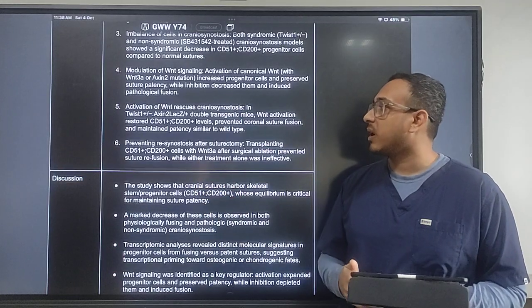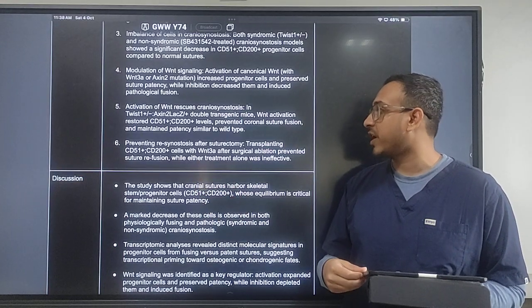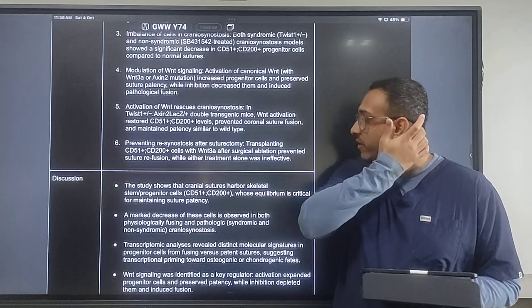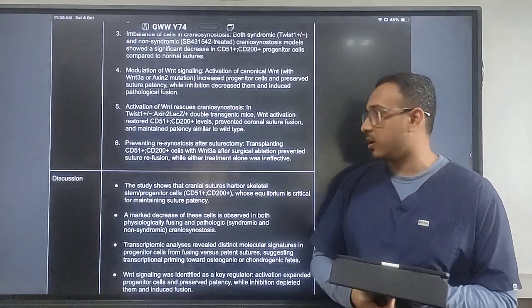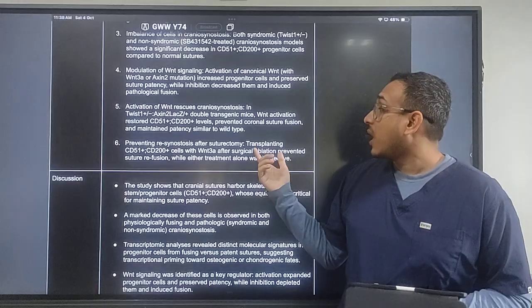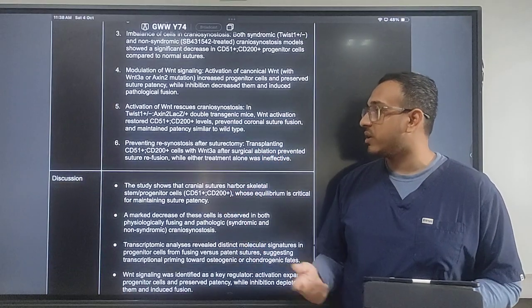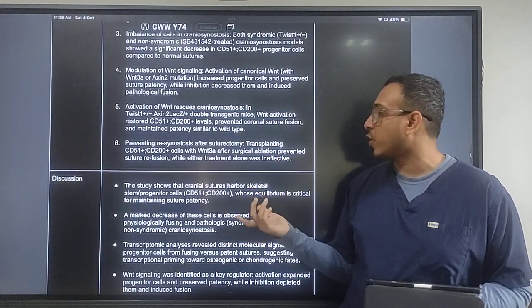Lastly, preventing resynostosis after suturectomy. The transplant of these cells along with WNT3A signaling after suture ablation prevented suture refusion, while either treatment alone was ineffective.